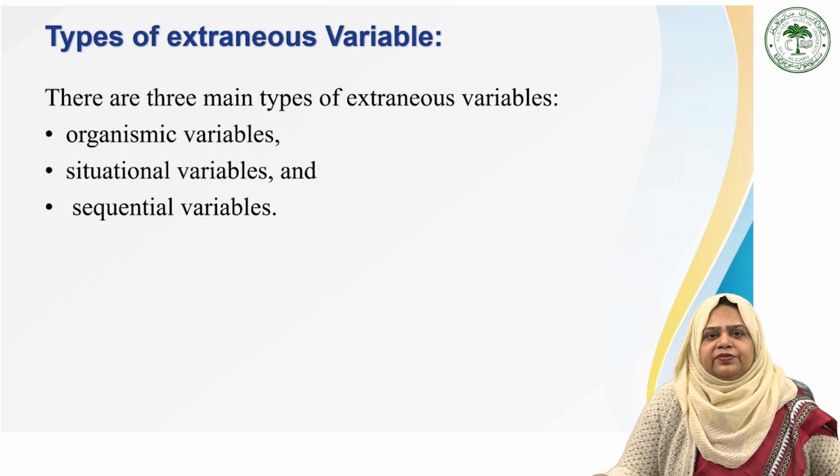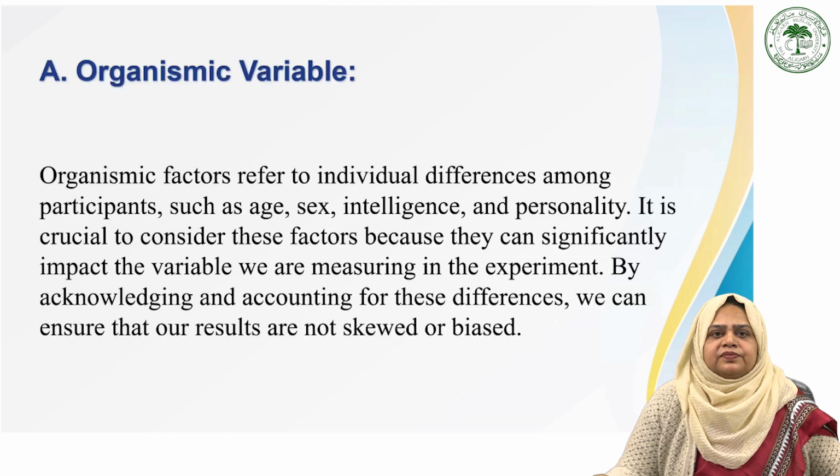There are different types of extraneous variables. There are basically three main types of extraneous variables: organismic, situational, and sequential variables. First category is organismic variables. These are the variables that are important factors to consider when we are conducting a study. These variables, such as age, sex, intelligence, and personality, can greatly impact the outcome of the research.